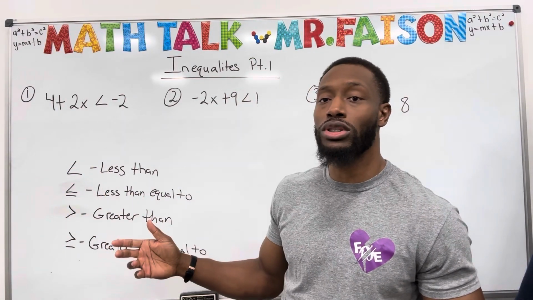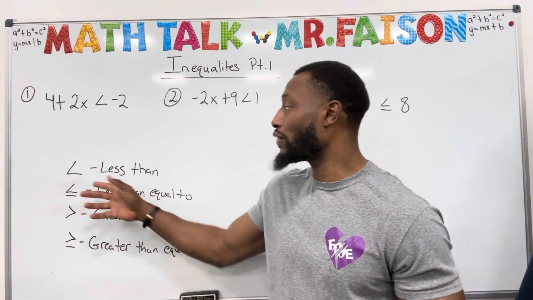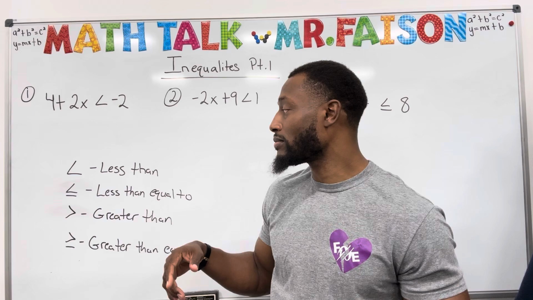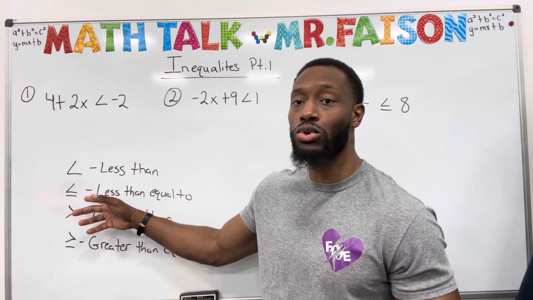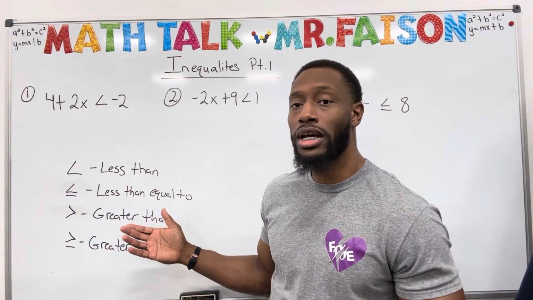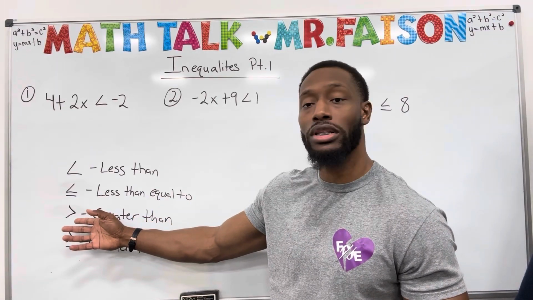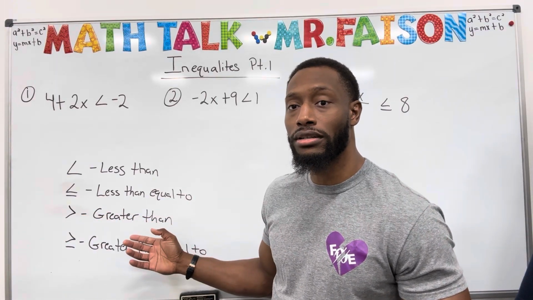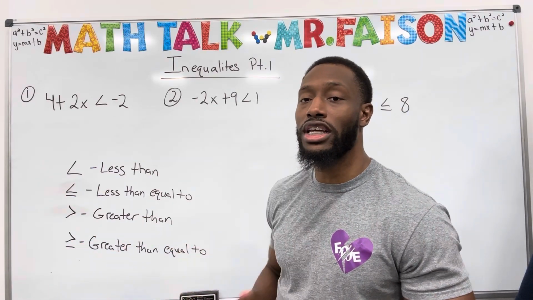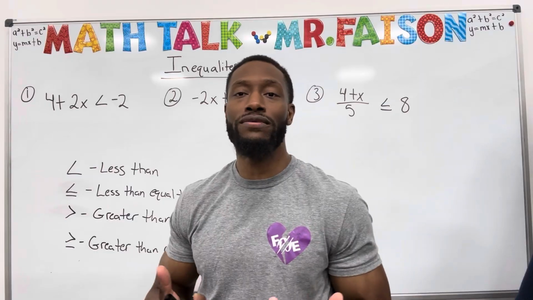So we have symbols, right? These are all inequalities. The first one you see is less than. This is what the less than symbol looks like. Then when you see that same symbol with a line under it, that means less than or equal to. Now we see this next symbol that represents greater than. And dropping on down, if you see that same symbol with a line under it, it's greater than or equal to.